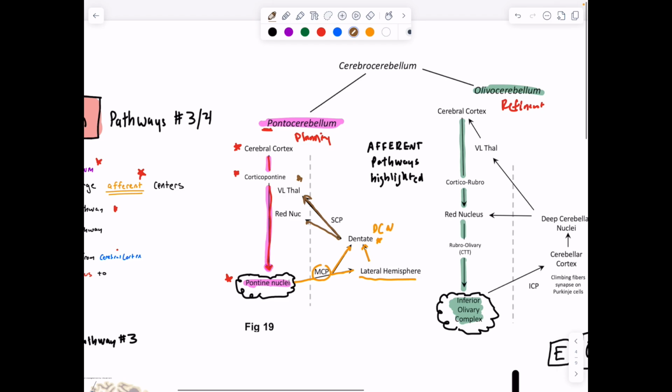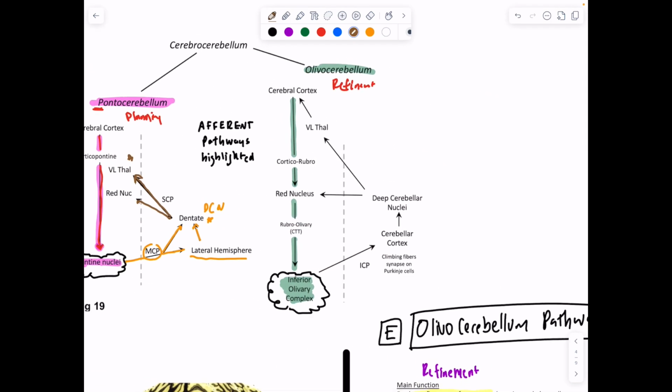Okay, so olivocerebellum is inferior olivary complex and to the cerebellum. So that's our afferent center, this inferior olivary complex. We go from cerebral cortex to the red nucleus. So our pathway is called cortex red nucleus, corticorubral. From the red nucleus, you go to the inferior olivary complex. So we have rubro for red nucleus, and then olivary, and that would be the CTT.